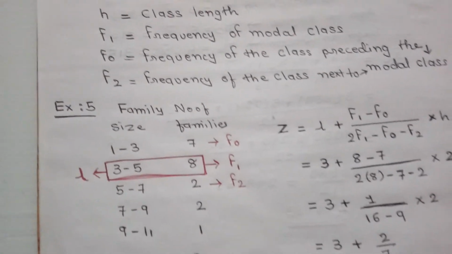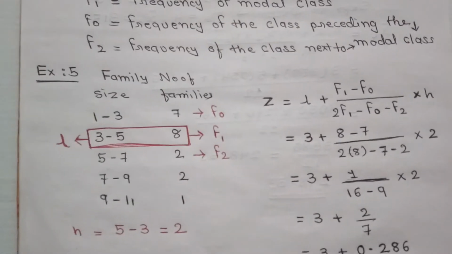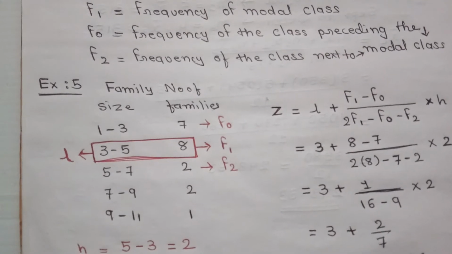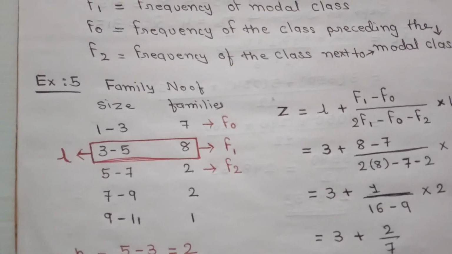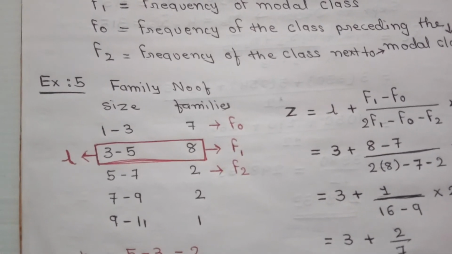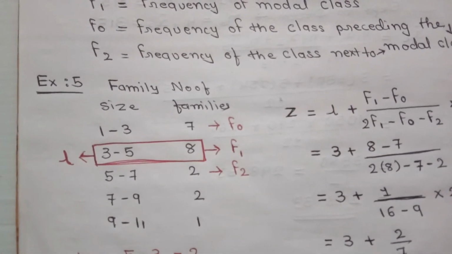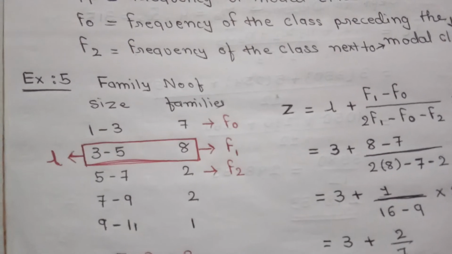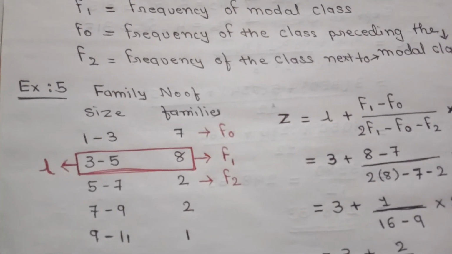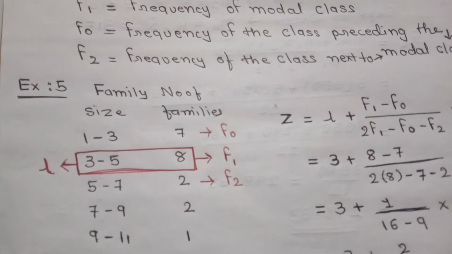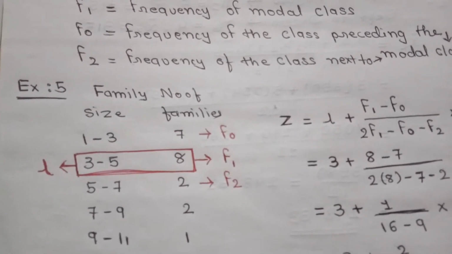That is example 5 of your textbook. Family size and number of families. Now family size classes are 1 to 3, 3 to 5, 5 to 7, 7 to 9, 9 to 11. Number of families are 7, 8, 2, 2 and 1.